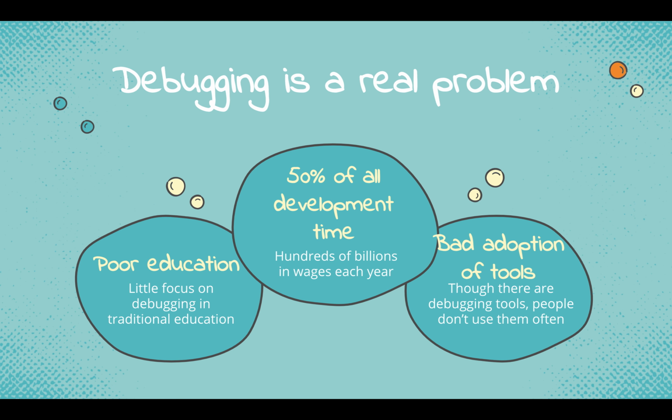There are very few courses in a computer science undergraduate degree that focus on debugging, and even in boot camps, there's very little focus on debugging for a novice programmer. In addition, the tools that exist to aid in debugging are poorly adopted.